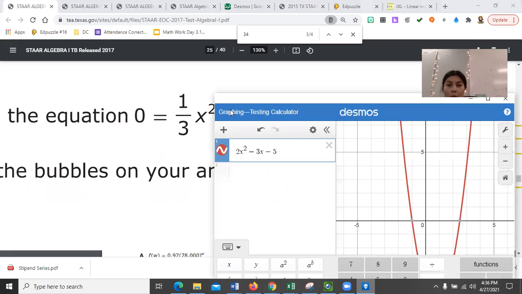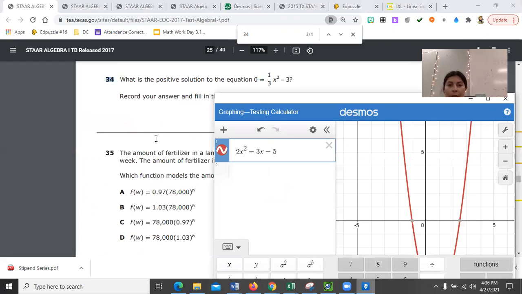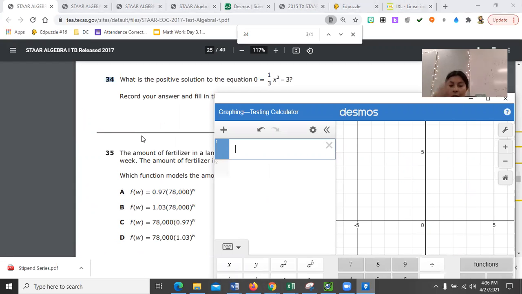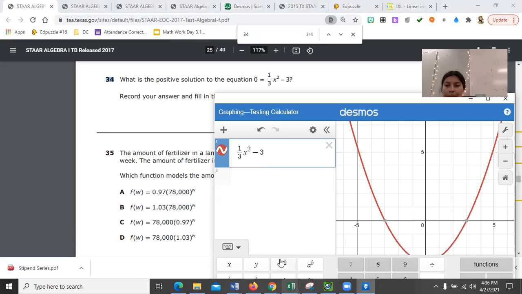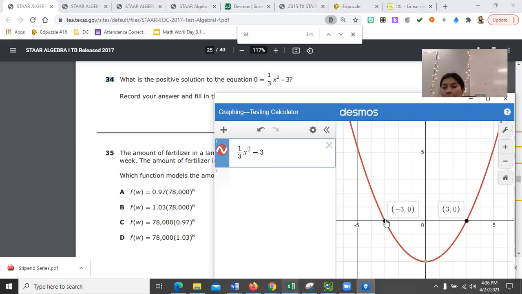So I don't have to do equals 0. That just means I can graph it. It's already set for me to graph. I'm going to put 1 slash 3 x squared minus 3. And I can see my 2 zeros are 3 and negative 3. And it asks for the positive one, so I would put 3. Okay, good job if you got it right. Good job if you got the 2 zeros. Let's do another one.